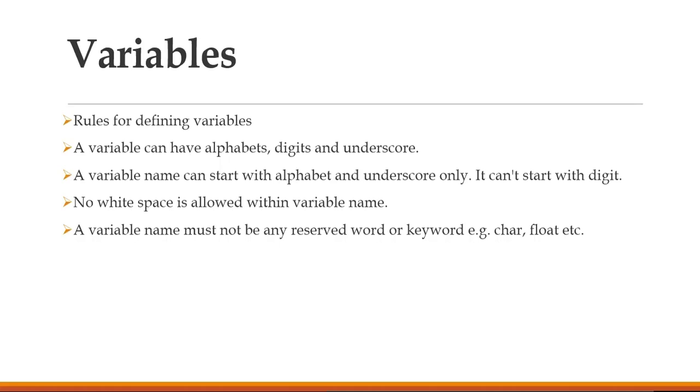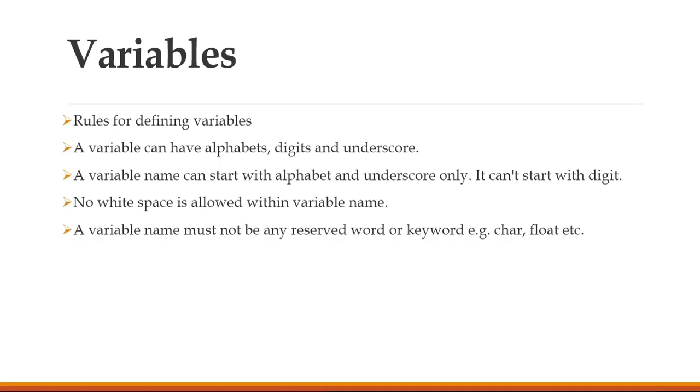The second important rule is this: a variable name can start with an alphabet or underscore only. You can create a variable name with alphabets, digits and underscore, but you should start it with either an alphabet or an underscore only, meaning you can't start a variable name with a number or a digit. I hope this one is clear. The third rule is this: no white space is allowed within the variable name. Remember, no white space is allowed within the variable name. The final one is, a variable name must not be any reserved keyword. This is very important, meaning you are not allowed to use any keyword as a variable name.